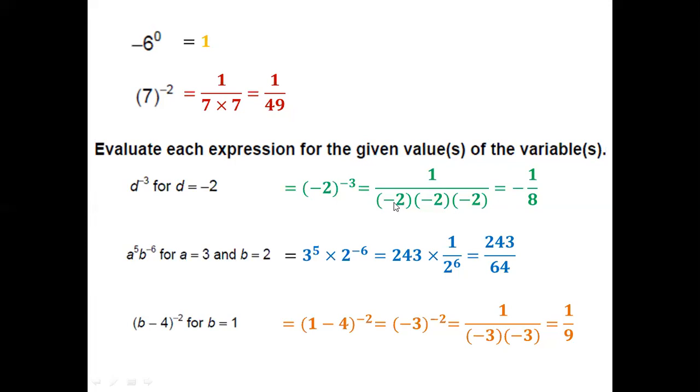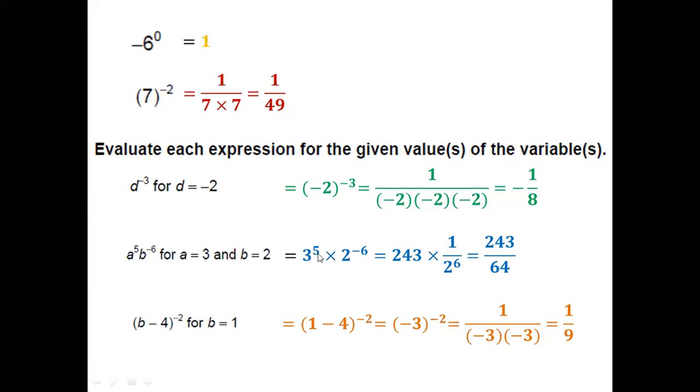So this is going to be 1 over negative 2 multiplied by negative 2 multiplied by negative 2. So that's going to give you negative 1 over 8. Now, a to the power of 5, b to the power of negative 6. So a is 3 and b is 2. So we just replace the variables with the numbers. So 3 to the power of 5 multiplied by 2 to the power of negative 6.